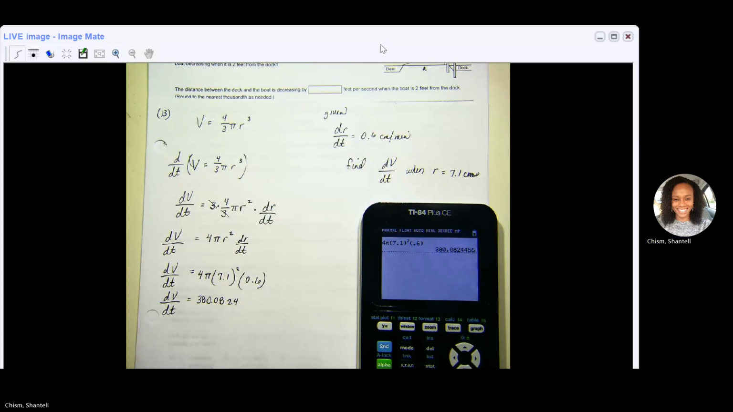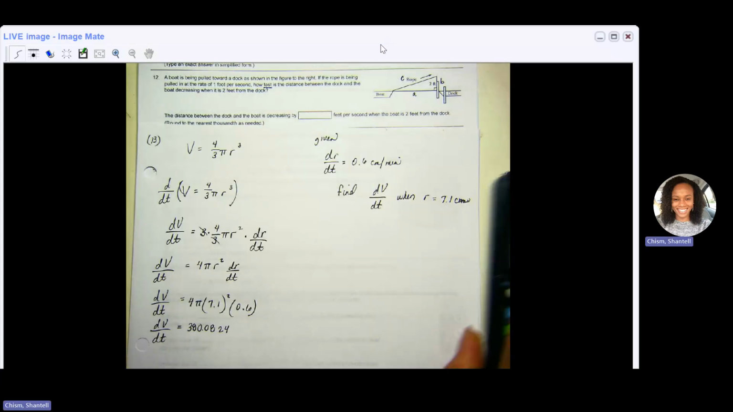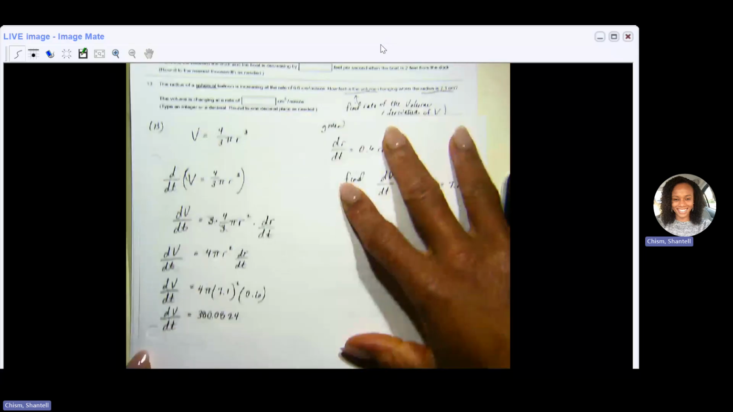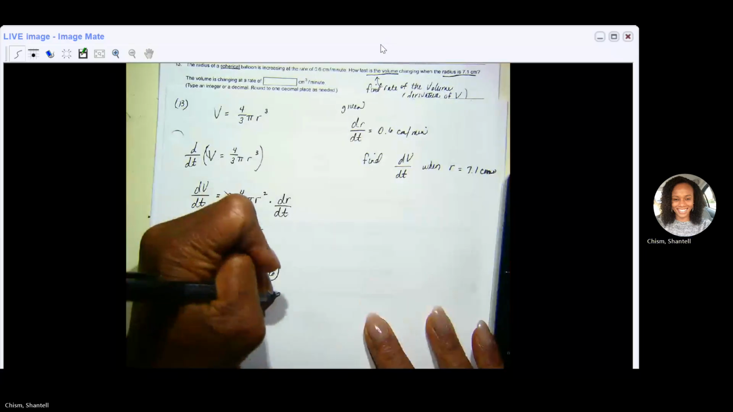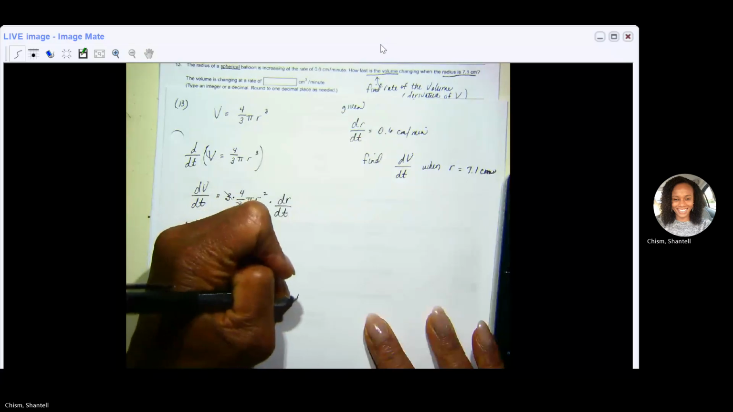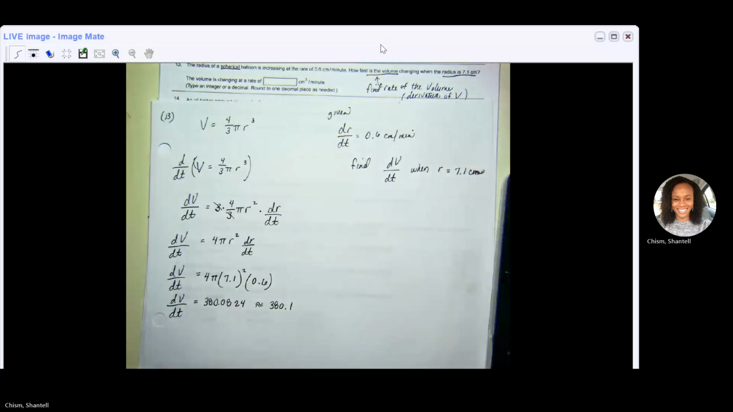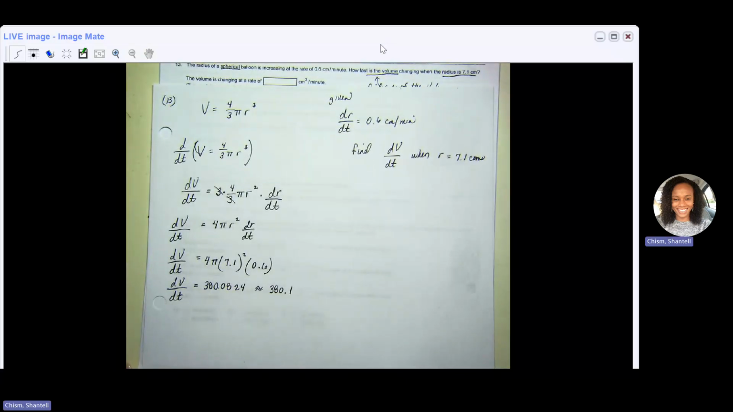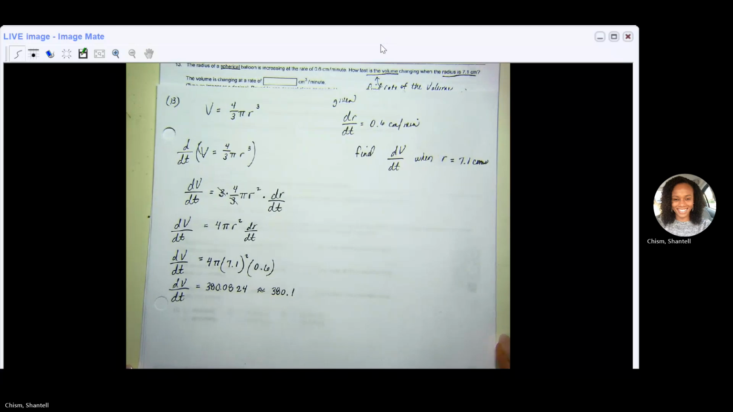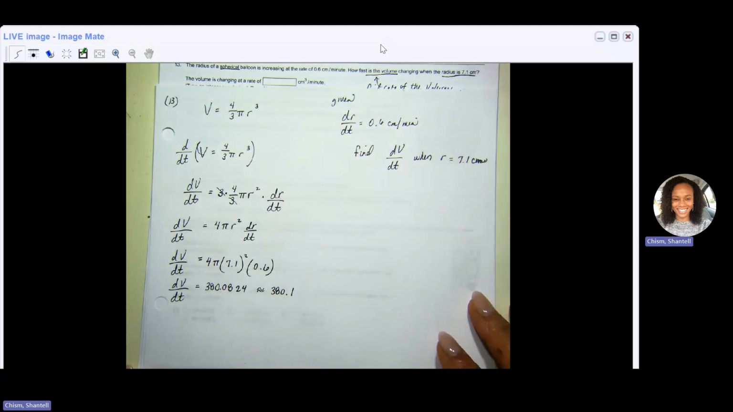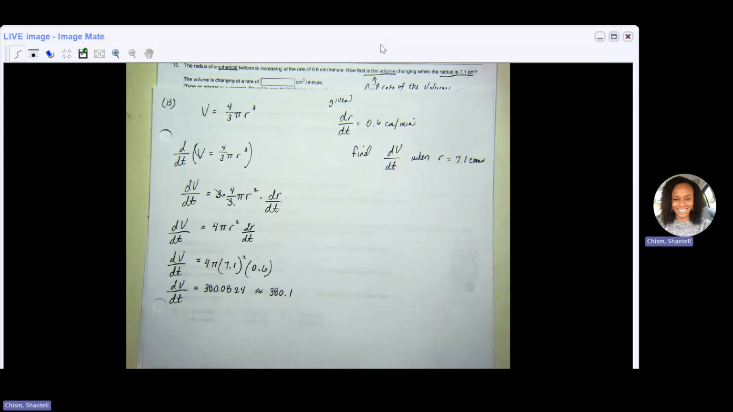And we are told to round this one to one decimal. That's going to be 380.1. Okay? That is the rate that the volume is changing per minute. Okay? I hope this is making more sense.